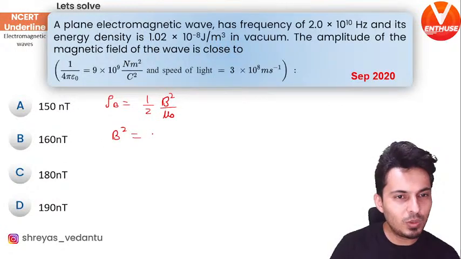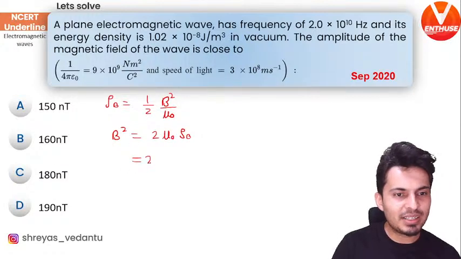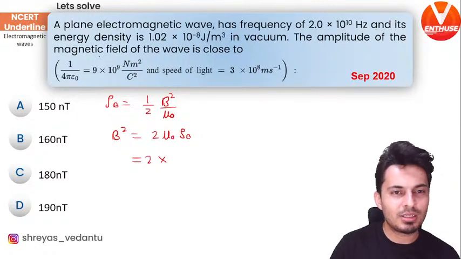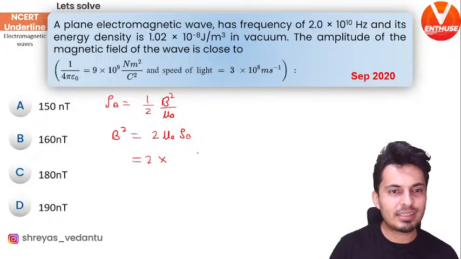Now let's just rearrange, and then what do we get? B square is equal to 2 mu naught into rho. Now everything you know, guys. For mu naught's value, you don't need all the rubbish, 1 by 4 pi epsilon naught and C and all that. You know the value of mu naught, it is 4 pi into 10 to the power minus 7.